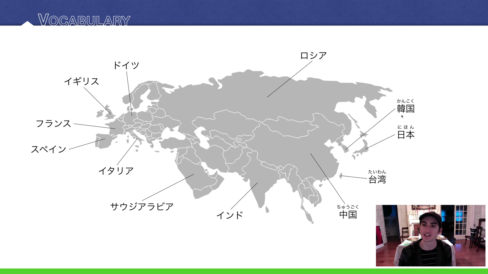Start here. Kankoku. This is South Korea. Neighboring Kankoku is Nihon, Japan. And then down here we have Taiwan. This is, of course, Taiwan. And finally, 中国, China, Middle Kingdom.